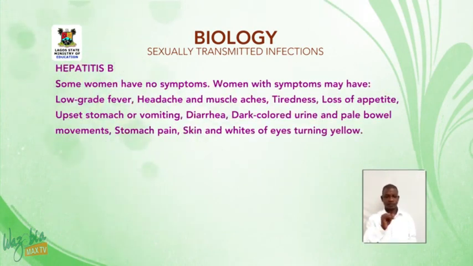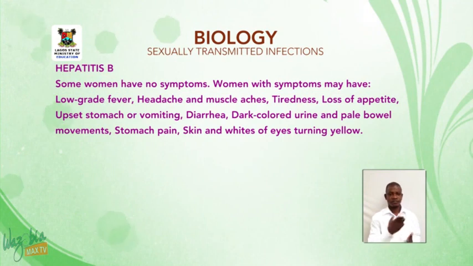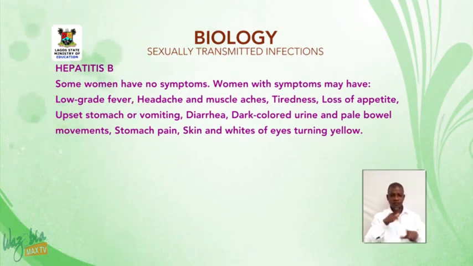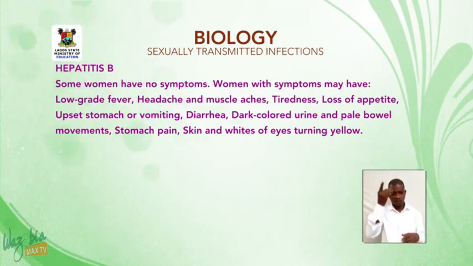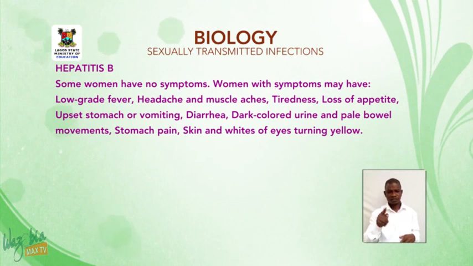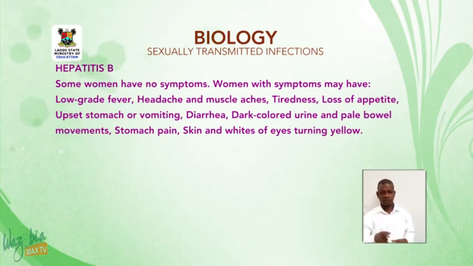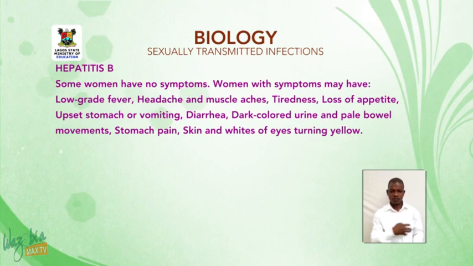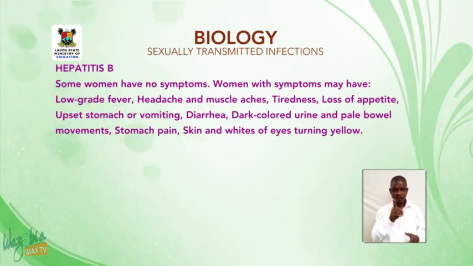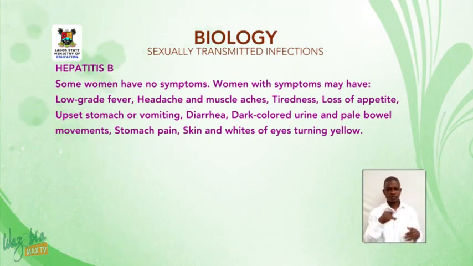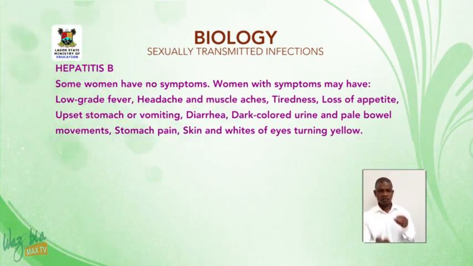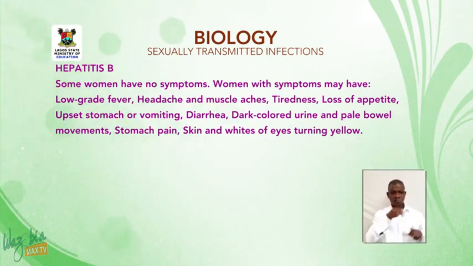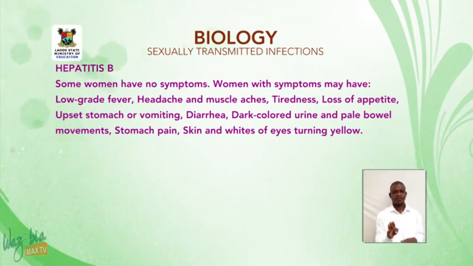Another one is hepatitis B. Some women have no symptoms. Women with symptoms may have low-grade fever, headache, and muscle aches, tiredness, loss of appetite, upset stomach or vomiting, diarrhea, dark-colored urine, and pale bowel movements, stomach pain, skin and whites of eyes turning yellow. Those are the symptoms of hepatitis B.